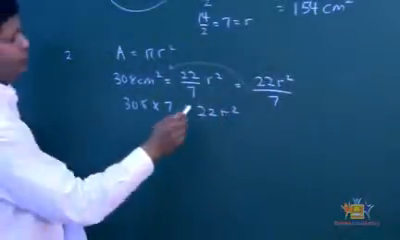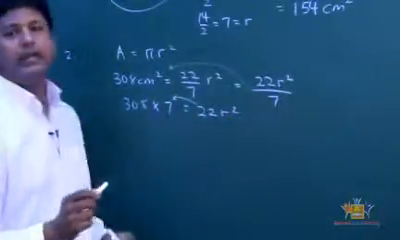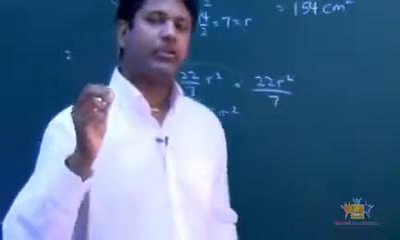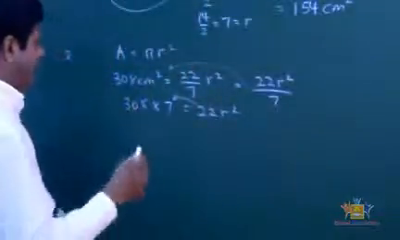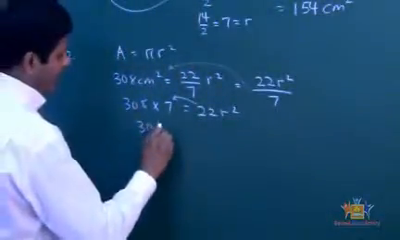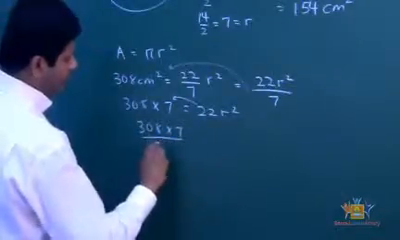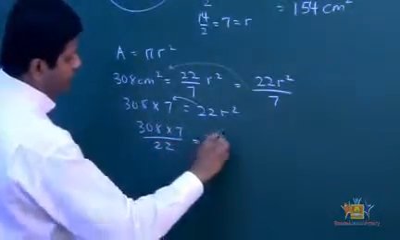And then who got to go next? 22. What's 22 doing to r? It's multiplying. So multiplication across the bridge becomes division. So we're going to put 308 times 7 over 22 equals r squared.